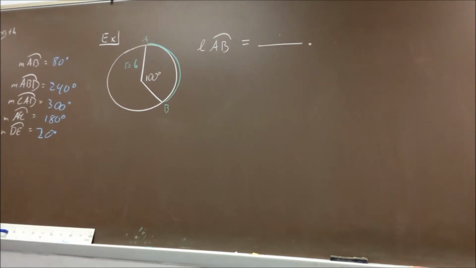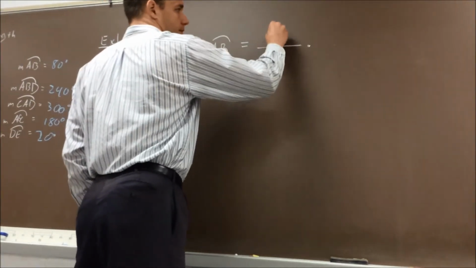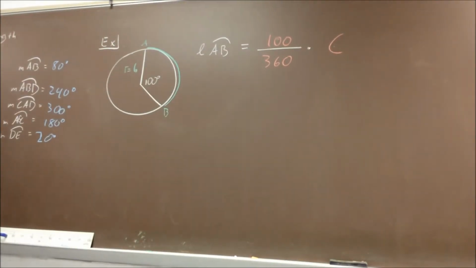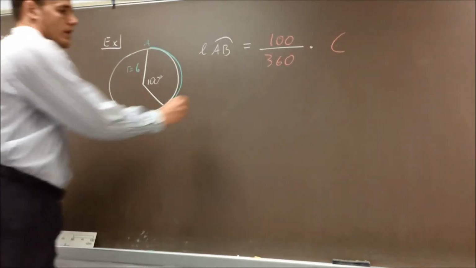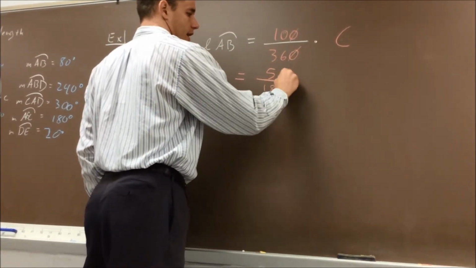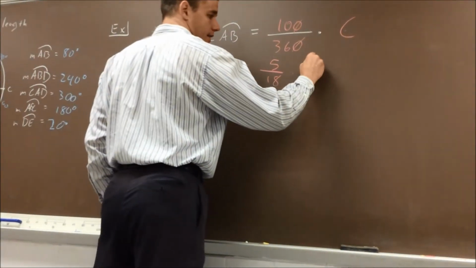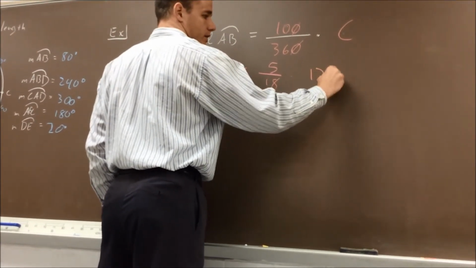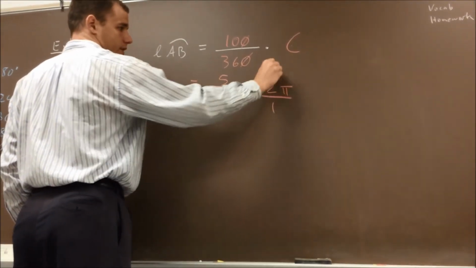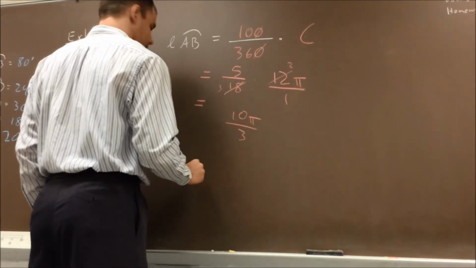How would we set up this formula? Yes, the arc measure over 360 times the circumference. So in this case, if you reduce this, we're going to get 5 over 18 times the circumference. Well, we know how to find circumference, 2 pi r or pi d. The diameter of this thing would be 12 times pi. And if we want to simplify, we can. So 10 pi over 3, and whatever the units are.